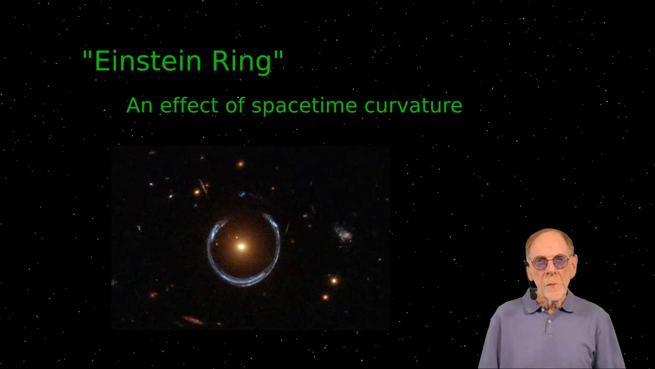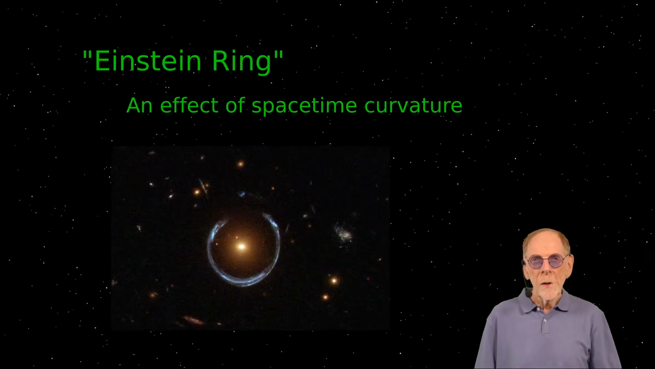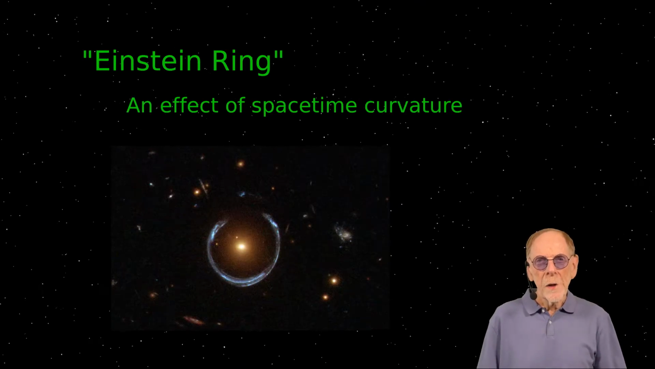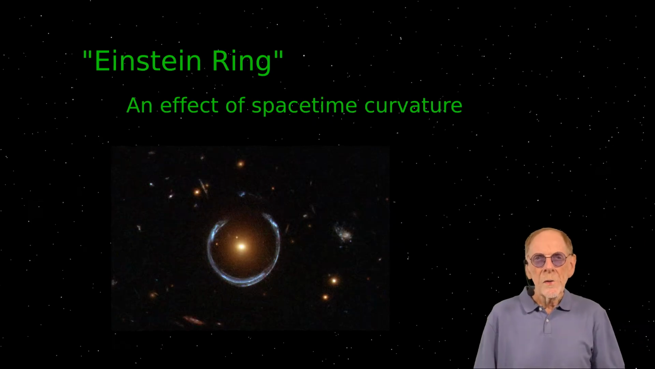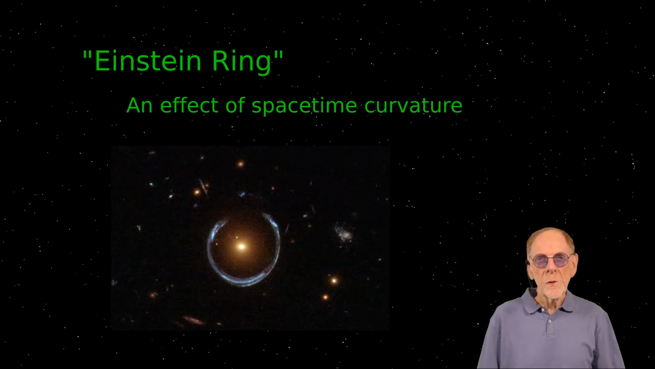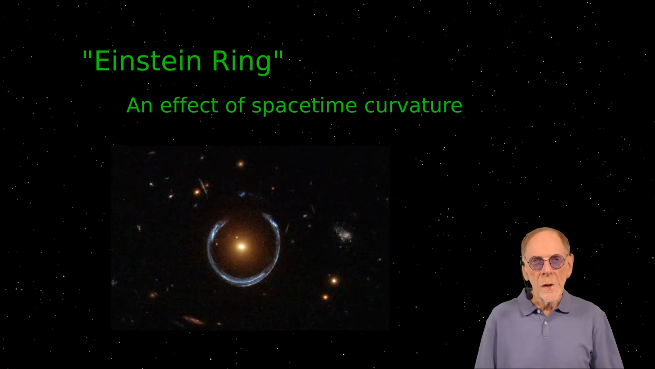Look at this image taken before the Webb telescope came along. See the blue arc? It's called an Einstein ring. Well, strictly speaking, an Einstein arc, whatever. It's caused by a foreground mass curving the light rays from a background object.